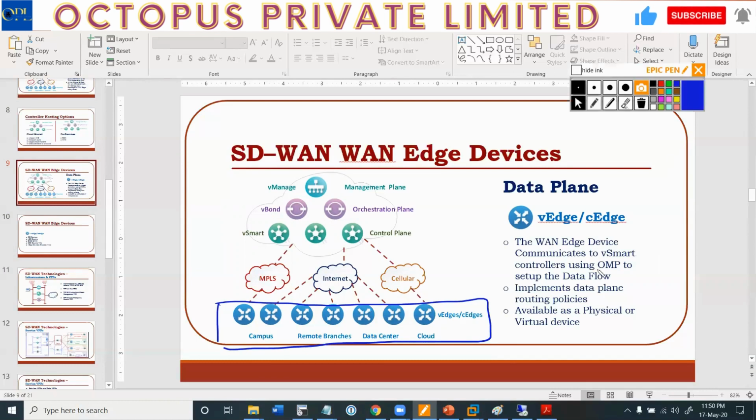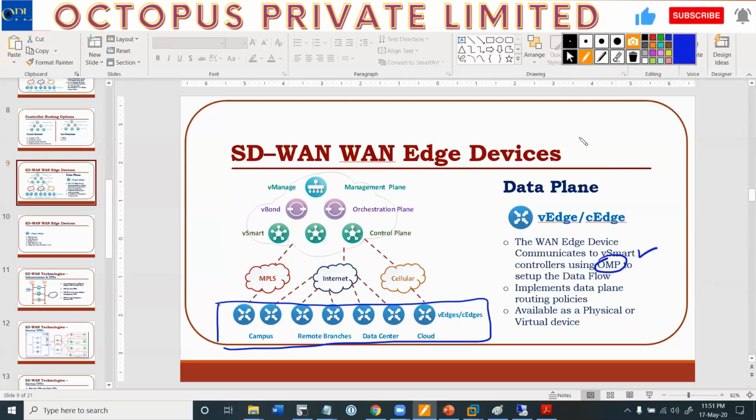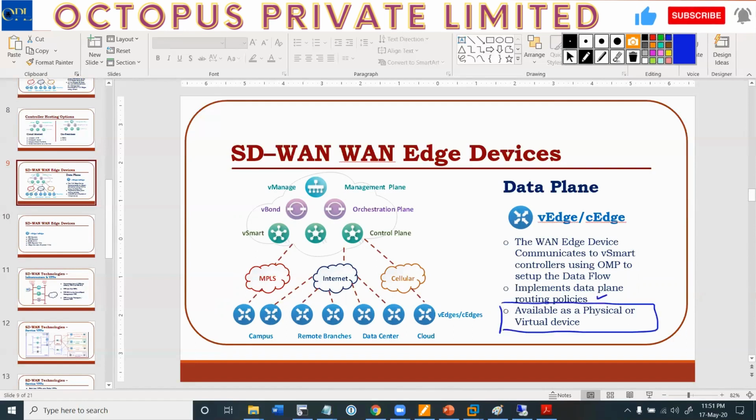What does a WAN edge device communicate to? It communicates to vSmart for OMP. This is where my policies, my routing comes from, right? The setup of the data is coming from there. Not only that, the policies also come from there. From the WAN edges. Implements a data plane routing policies, available as a physical or a virtual device. We talked about that already. So this is the layer over here.